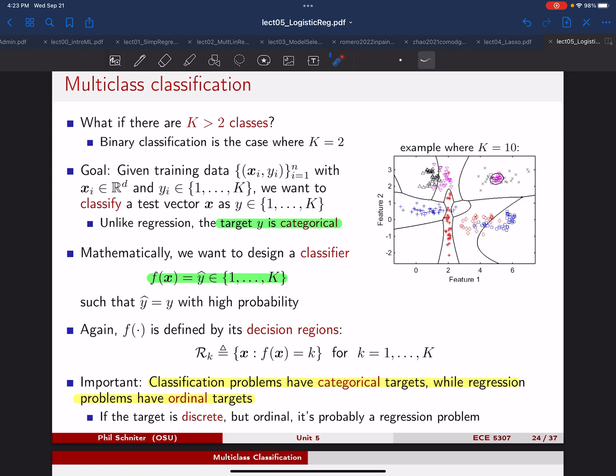Yes? Can you give an example where the target is discrete and ordinal, but it's not a regression problem? Let's see, discrete and ordinal, but it's not a regression problem. Okay, I'll come up with one.